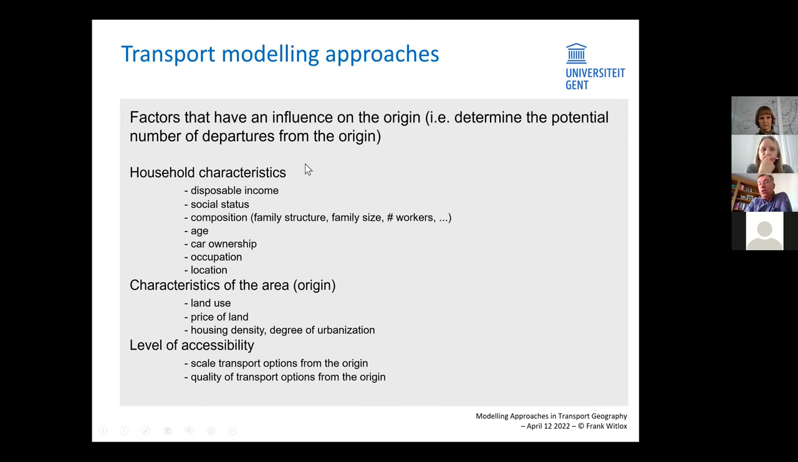And there are obviously a number of factors that will have an influence, such as the number of potential trips that could be produced in a certain zone, so in the origin. So we then look maybe at household characteristics, the characteristics of the area itself, and also maybe the level of accessibility, higher levels of accessibility, lower levels of accessibility. That will surely also determine the number of trips that are produced in a certain origin.